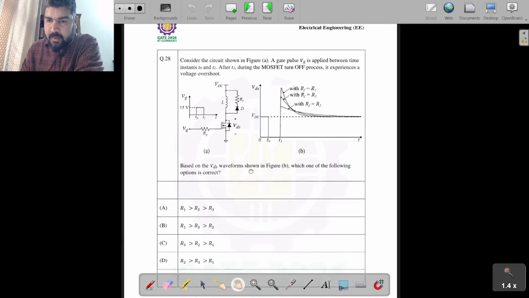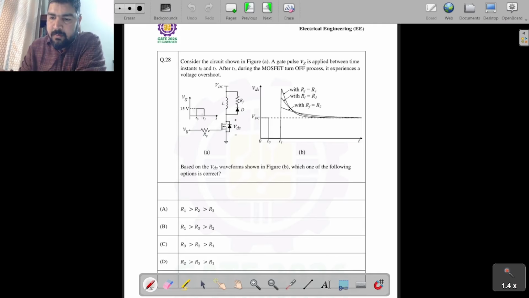Okay, so this is the problem we have. Now between T0 and T1 we apply the gate pulse to this MOSFET. Okay, after T1, during the MOSFET turn off process, it experiences a voltage overshoot. It means the voltage across this MOSFET is plotted here. It says that before T0 there was no current, so there was no drop across this, there was no drop across this. So you can say that at this point we have VDC, the same voltage will appear at this point, and this point is grounded.